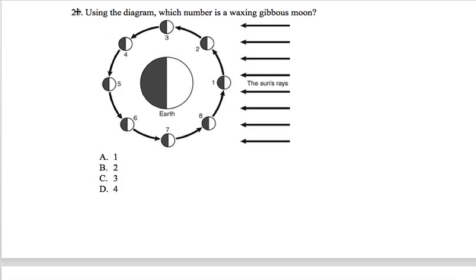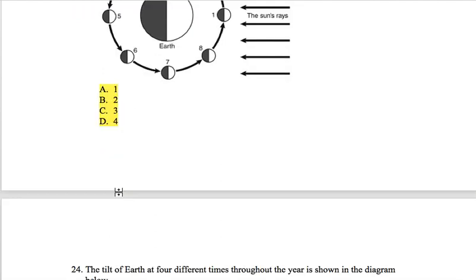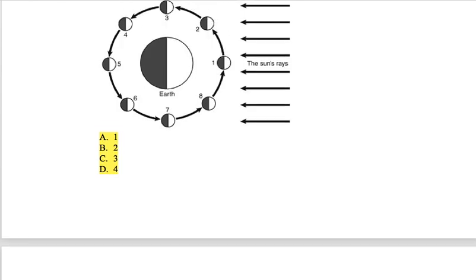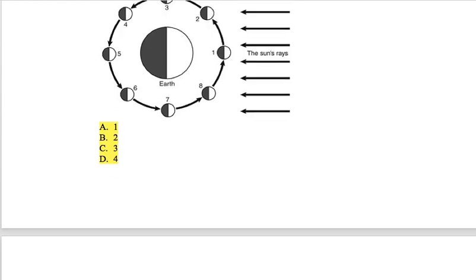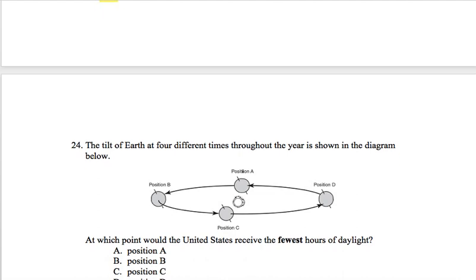Number 23. Using the diagram, which number is a waxing gibbous moon? A. Position 1, B. 2, C. 3, or D. 4. So A is 1, B is 2, C is 3, D is 4.